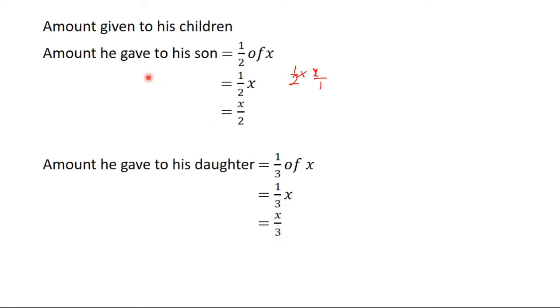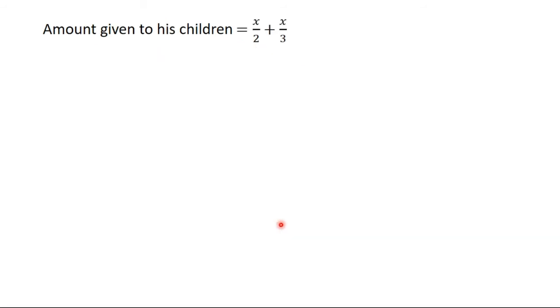So we have found the amount of money he gave to his son. We have found the amount of money he gave to his daughter. So if you want to find the amount of money given to his children, it's going to be the amount of money he gave to his son plus the amount of money he gave to his daughter. What he gave to his son was x over 2. What he gave to his daughter was x over 3. So we continue as we have been doing.